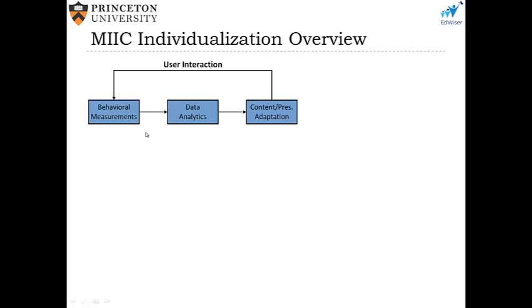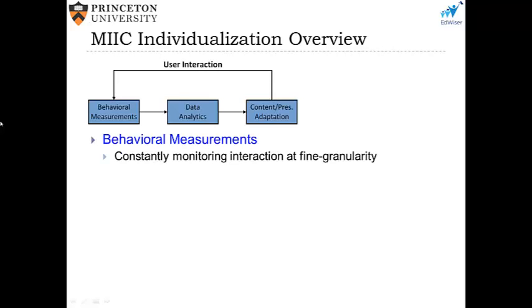We will briefly walk through the individualization framework in MIIC. The three components, behavioral measurements, data analytics, and content presentation adaptation, are each updated sequentially in a dynamic feedback loop based on user interaction. Behavioral measurements refer to monitoring and collecting data about the user as she interacts with the course material. This is taken at fine granularity, allowing, for example, complete reconstruction of her video watching trajectory.